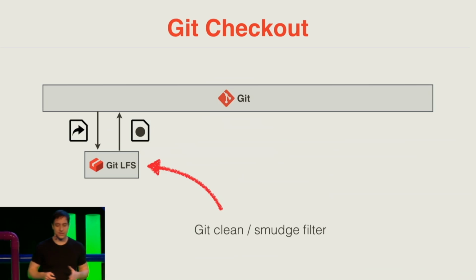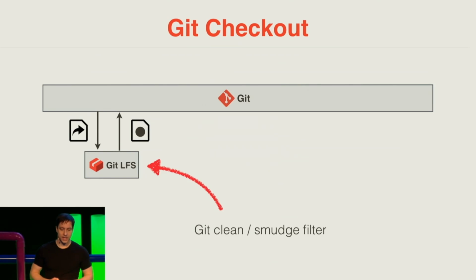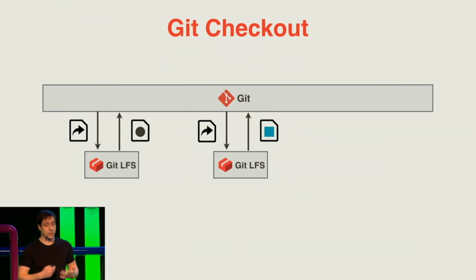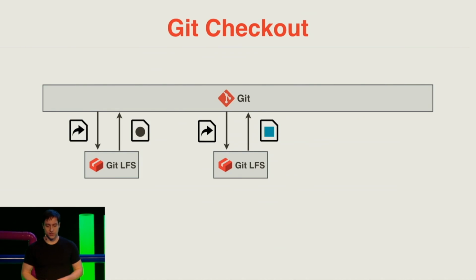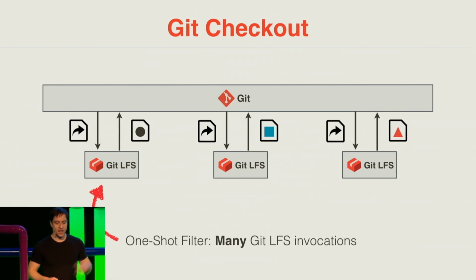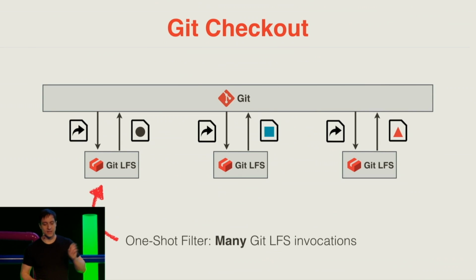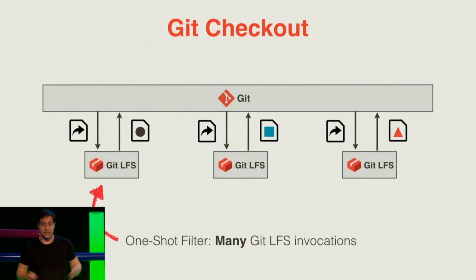This entire process is called the Git clean smudge filter mechanism. And this process happens for each and every file in your repository. So that means if you have 1,000 LFS files in your repository, then this filter process is invoked 1,000 times. Well, process invocation is expensive, especially on Windows. And that's why this takes a long, long time.